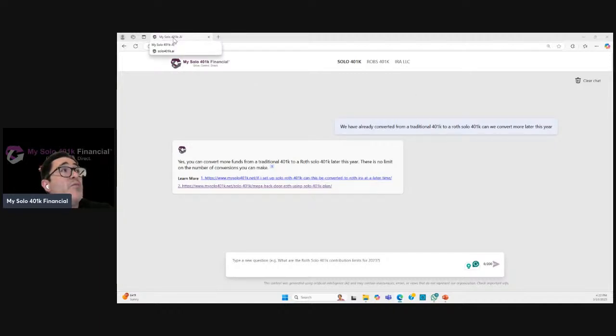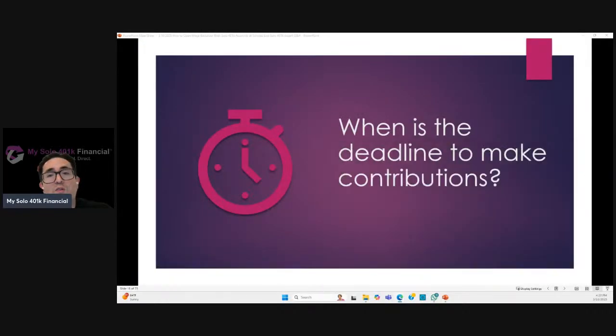Because it's correct, you can convert as much or as little as you want from the pre-tax solo 401k to a Roth solo 401k. Of course, it's going to be taxable for the year of the transfer. It's going to be reportable. Customers, we prepare the required reporting as an optional free service for our customers. They just have to let us know. They just go to mysolo401k.net/forms to submit the applicable form to give us the information we need to prepare the 1099-R.